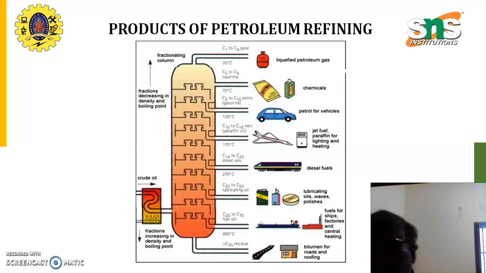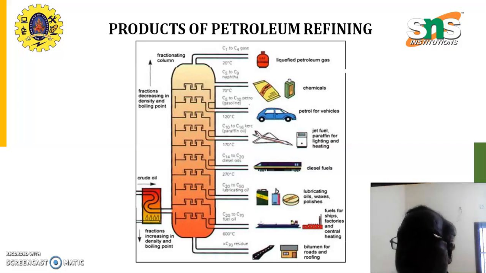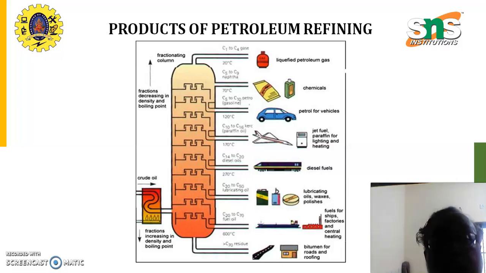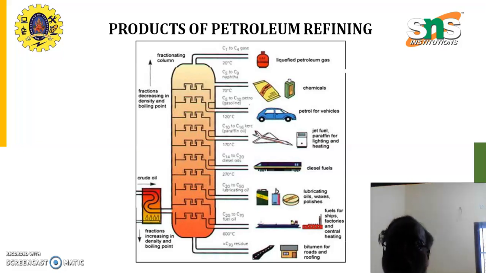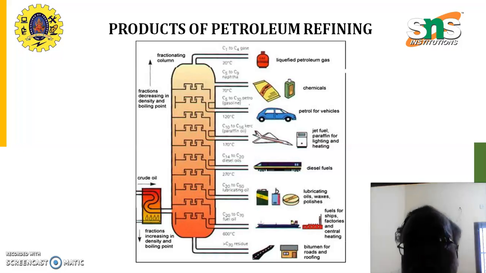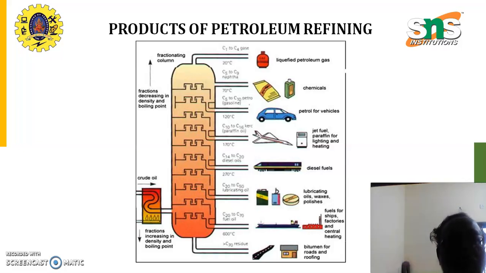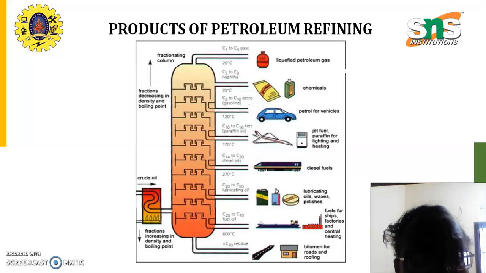Petroleum is initially in the form of crude oil. That crude oil is sent into the furnace. The furnace is shown here. The crude oil is burned, that means it is heated up to 400 degrees Celsius and more than that. This picture clearly shows the fractions increasing in density and boiling point.